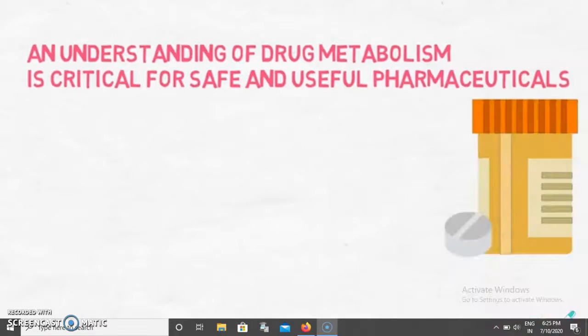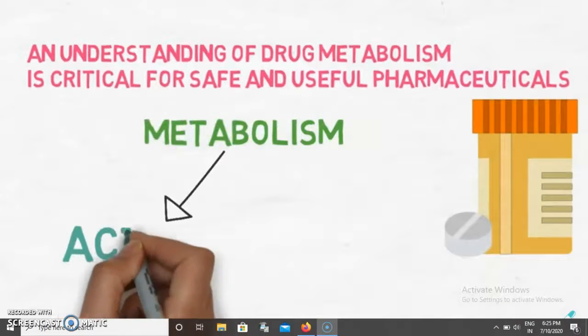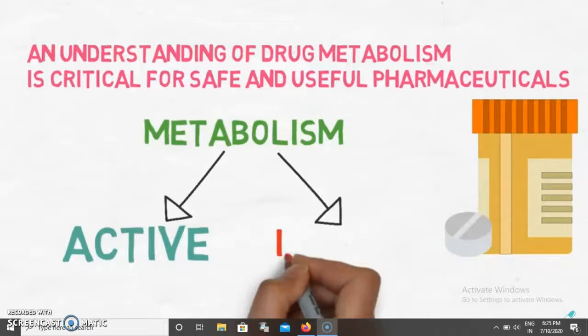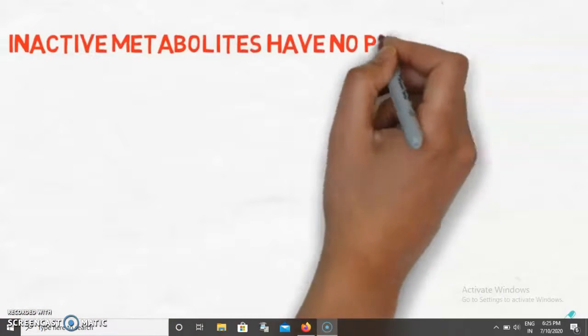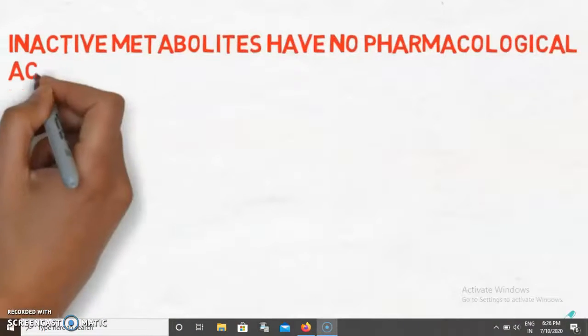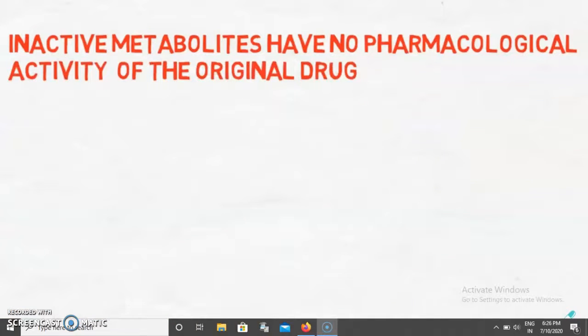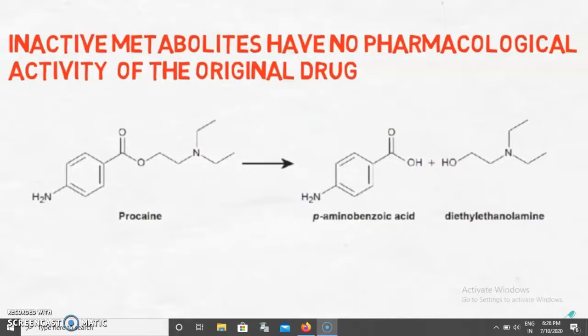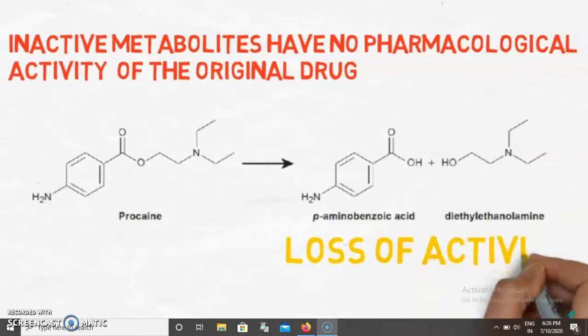Drug metabolism can result in one of two products: an active metabolite or an inactive metabolite. Inactive metabolites of the drugs basically have no pharmacological activity of the original drug. An example of that would be the hydrolysis of procaine into para-aminobenzoic acid and diethylethanolamine, which results in the loss of anesthetic activity of procaine.